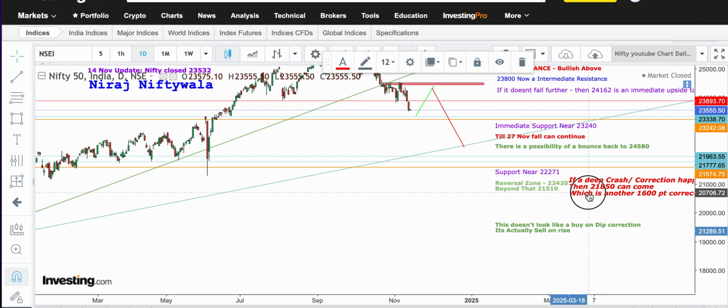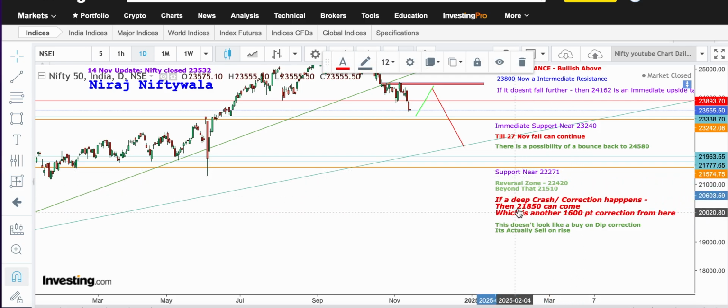Then what will happen? So what are the reversal zones? Reversal zone is 22420. That is one reversal zone. So where is 22420? 22,420 is somewhere here, which is here. Again near this zone. This is 22,420. Why am I marking this level again? I am saying this because I'm looking at this area.